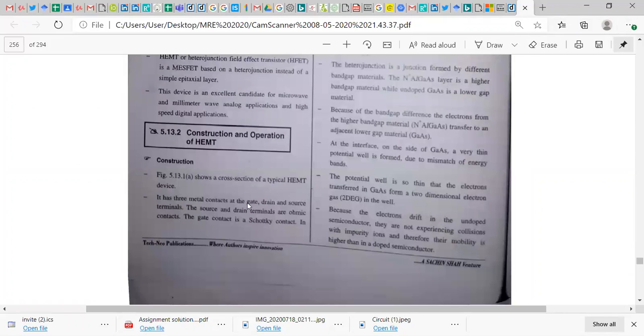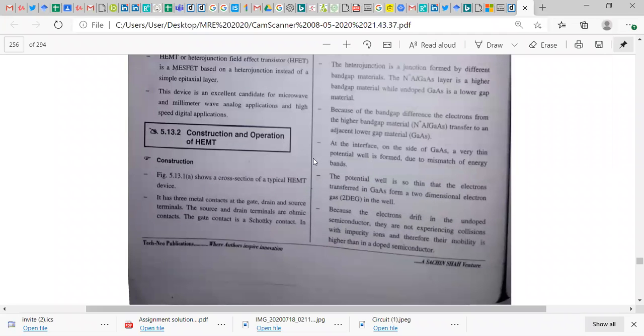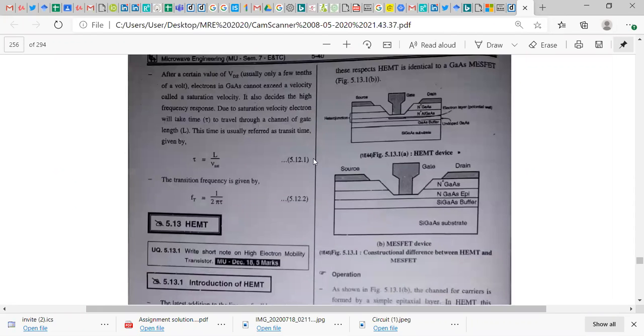Construction and operation. It has three metal contacts: the gate, drain, and source. Like FET, it also has three basic contacts: gate, drain, and source. The source and drain terminals are ohmic contacts, meaning metals are deposited for the contact of source and drain, and it becomes an ohmic contact. The gate contact is a Schottky contact. Like in MOSFET, where we used a Schottky contact, here also for the gate we are using a Schottky contact, where metal is directly connected to semiconductor material.